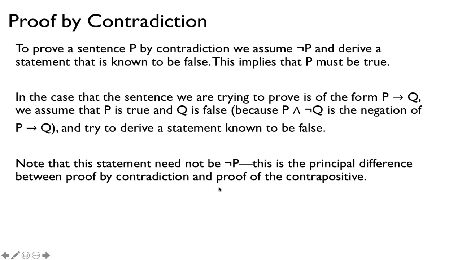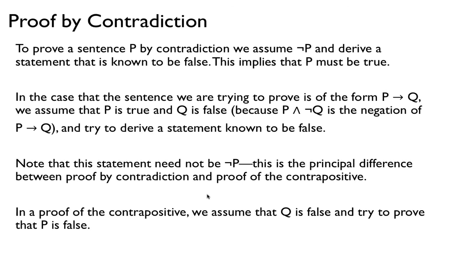And notice that the contradiction might not be not P. In fact, this is the principal difference between proof by contradiction and proof of the contrapositive. In the proof of the contrapositive, we assume that Q is false and try to prove that P is false. But in the proof by contradiction, we assume P and assume not Q, and then try to get any contradiction. It doesn't have to be the contradiction of P, it could be any contradiction.